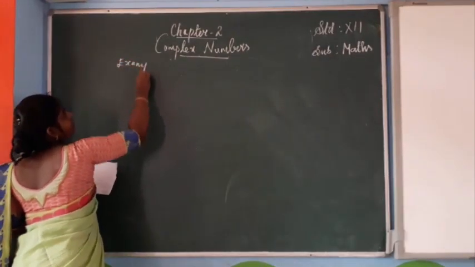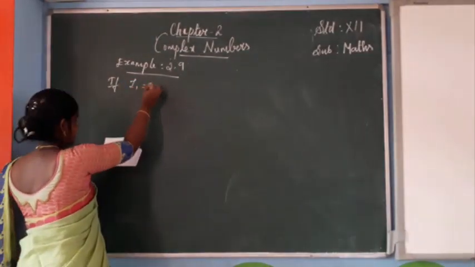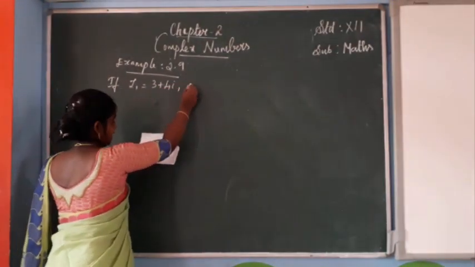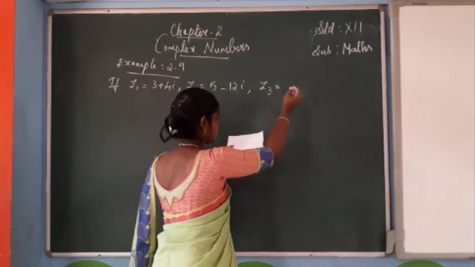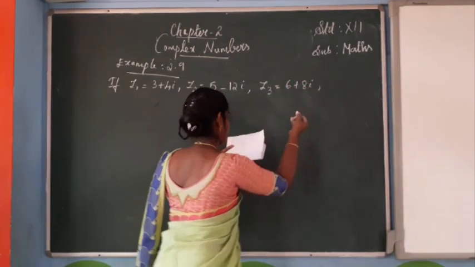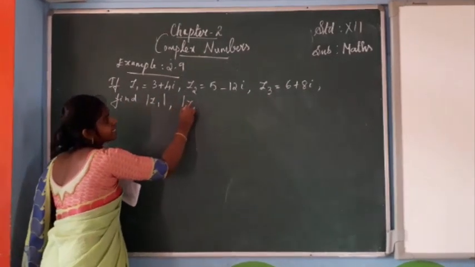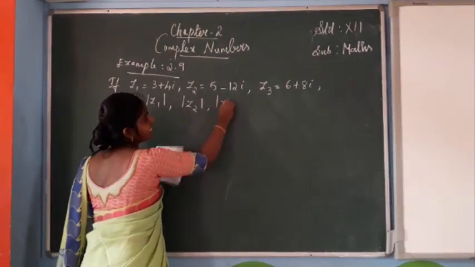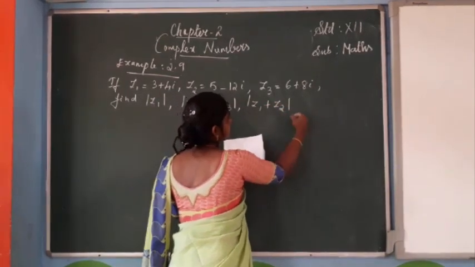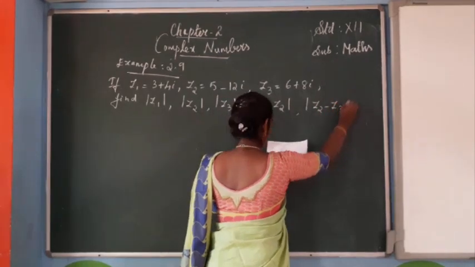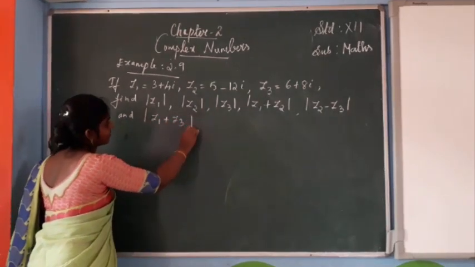Example 2.9. If z1 is equal to 3 plus 4i, z2 equal to 5 minus 12i, z3 is equal to 6 plus 8i, find modulus z1, modulus z2, modulus z3, modulus z1 plus z2, modulus z2 minus z3, and modulus z1 plus z3. Solution.